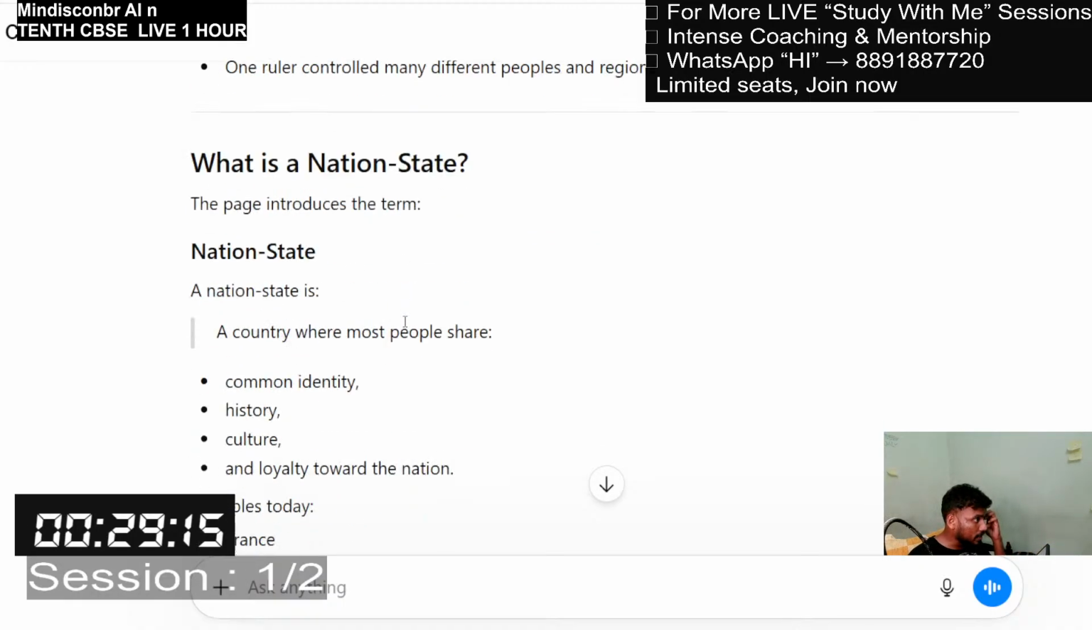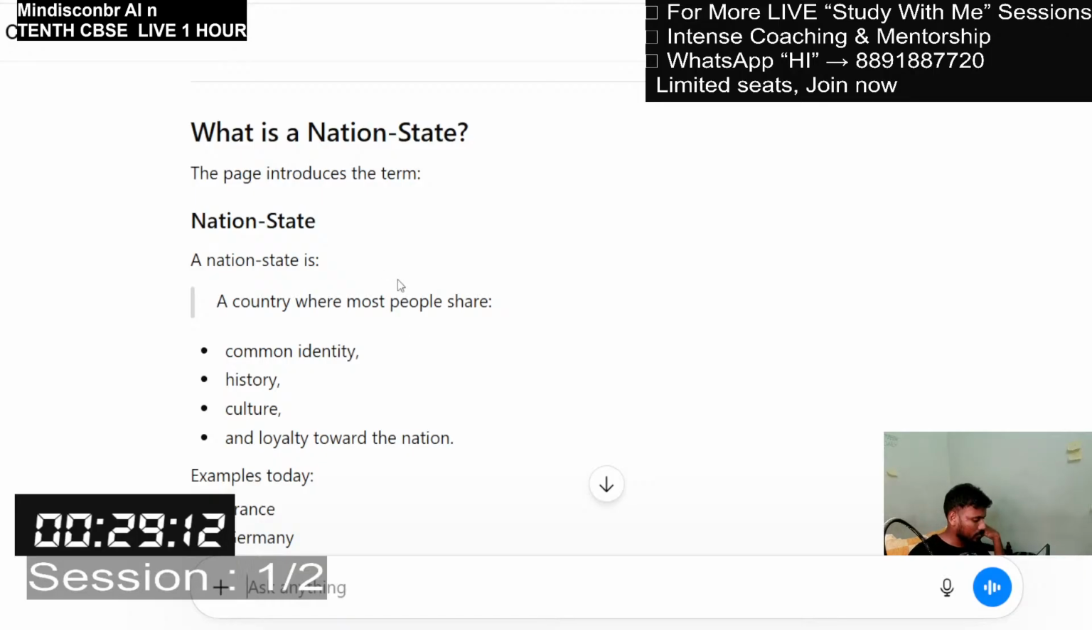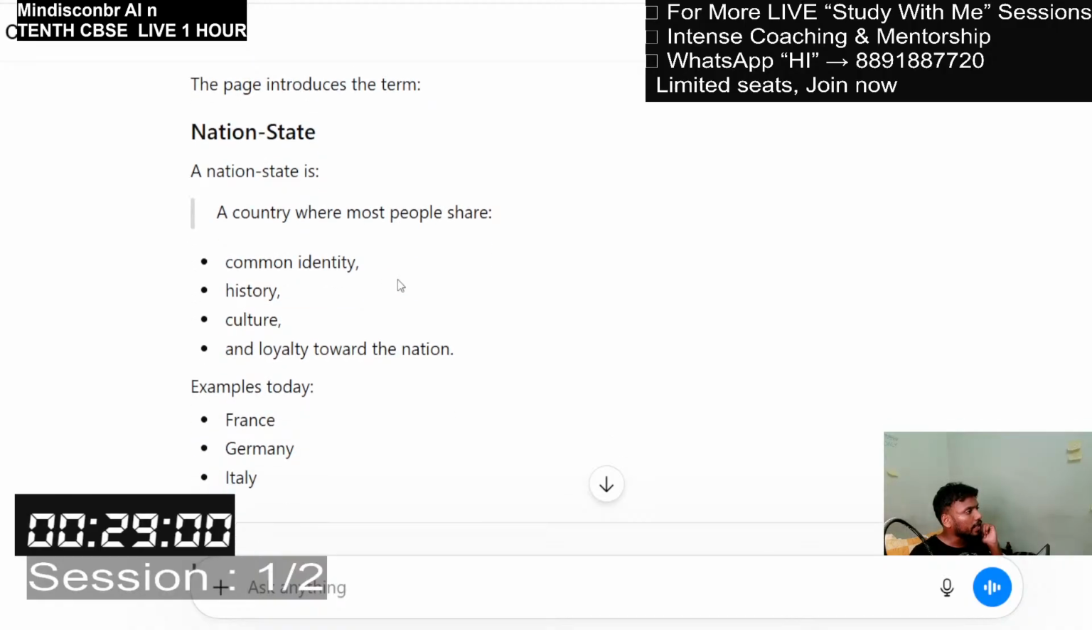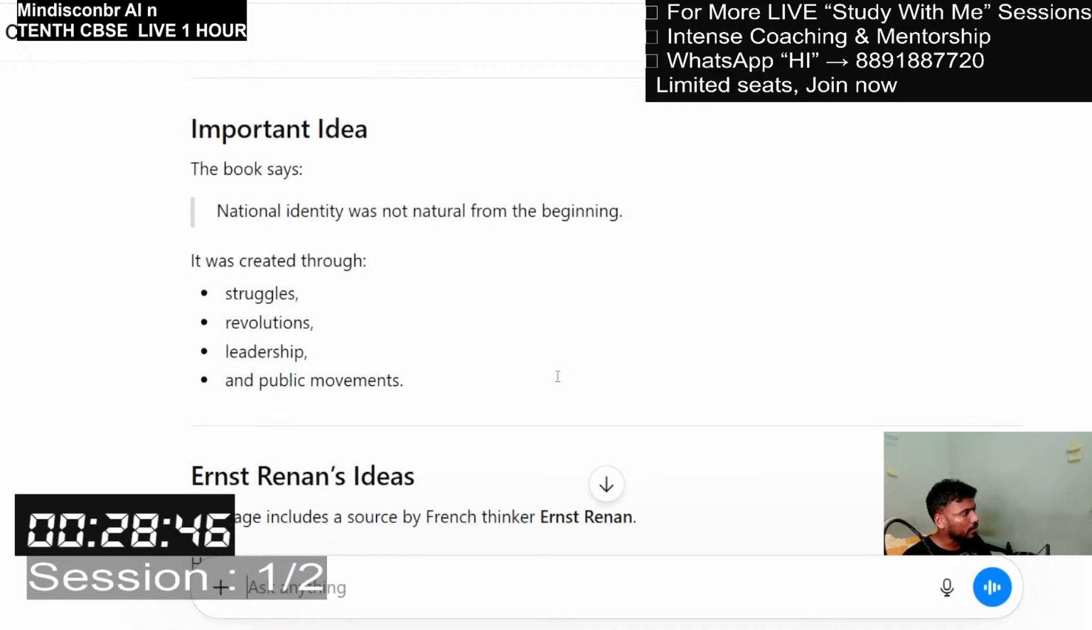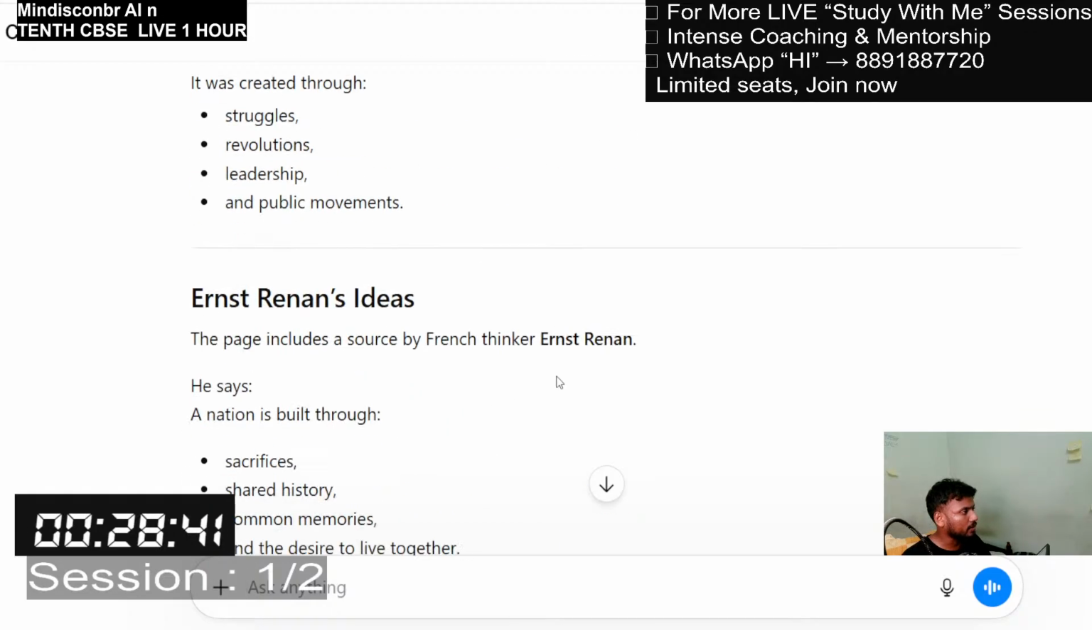What is a nation state? The page introduces the term nation state. A nation state is a country where most people share common identity, history, culture, and loyalty toward the nation. Example today: France, Germany, Italy. Important idea: the book says national identity was not natural from the beginning. It was created through struggles, revolutions, leadership, and public movements.